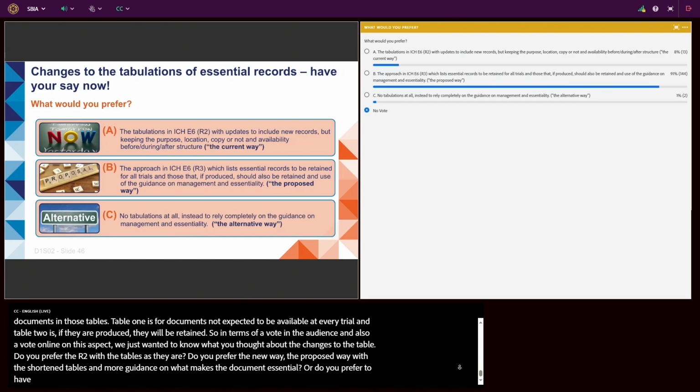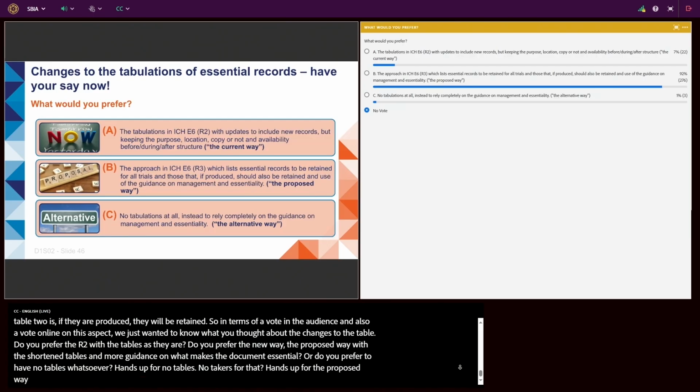So hands up for no tables. No takers for that? Hands up for the proposed way. About a quarter. Hands up for the old way then, in current R2. I think a lot of you can't make your mind up which you want. So what have we got on the screen?